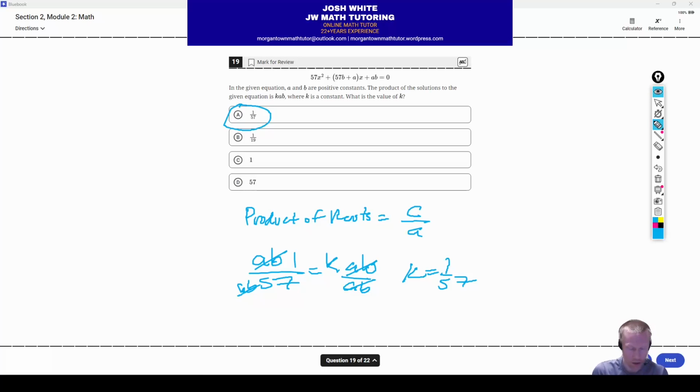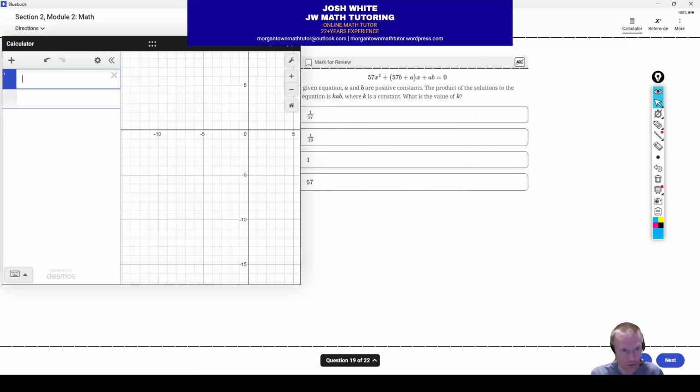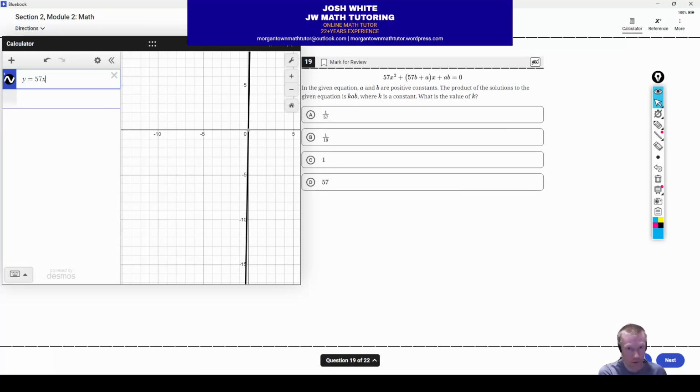So again, that's not a lot of work, as long as you know the formula and how to set it up. But here's how you could also technically get this in Desmos. This is a little more complicated, but I want to show it just because it is useful. So we go ahead, we graph out the function.